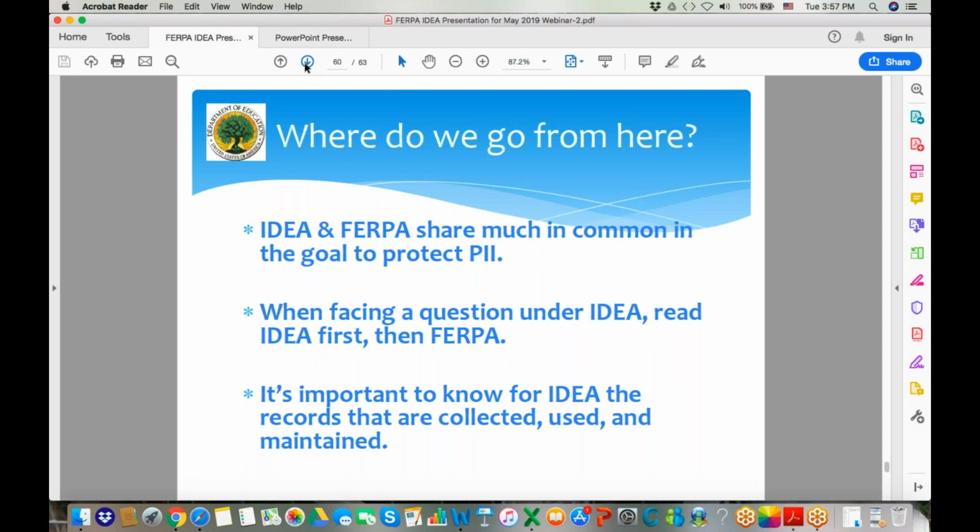And then where do we go from here? As you can see, we have a common goal under IDEA and FERPA to protect personally identifiable information, to ensure parents have rights of access, as well as copies of records in certain instances. But generally speaking, if you have a question when you're reading the two statutes and regulations together and the question involves a child with a disability under IDEA, start with IDEA first. It will cross-reference the applicable FERPA provisions. That's the most important thing to know for this slide. Next slide, please.